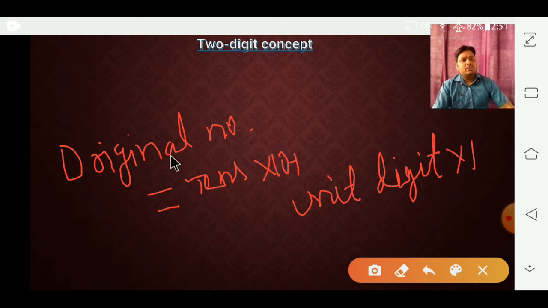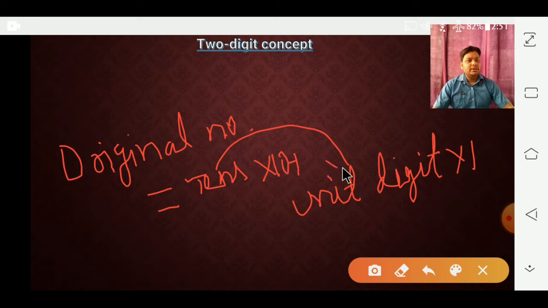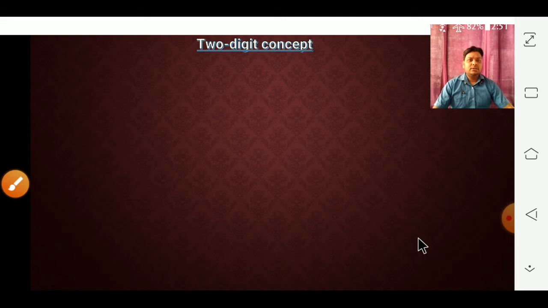And in this type of question, if the question is written that after reversing or after interchanging, then we will take tens digit to the unit digit place and unit digit to the tens digit place. But the value of 10 and the value of 1 will be the same. It will not change. Okay. So let's see the question at first.